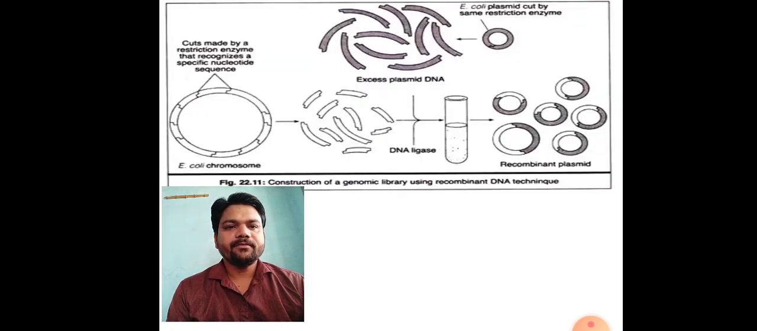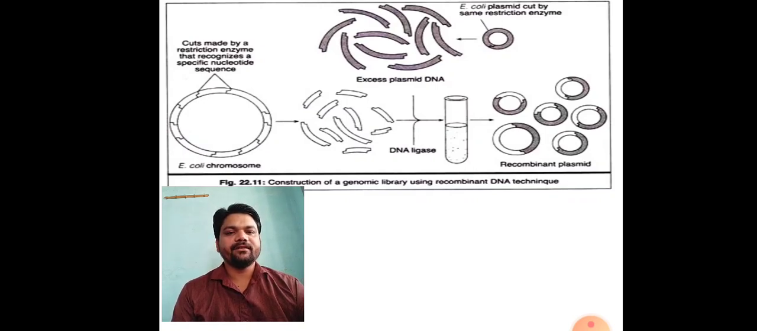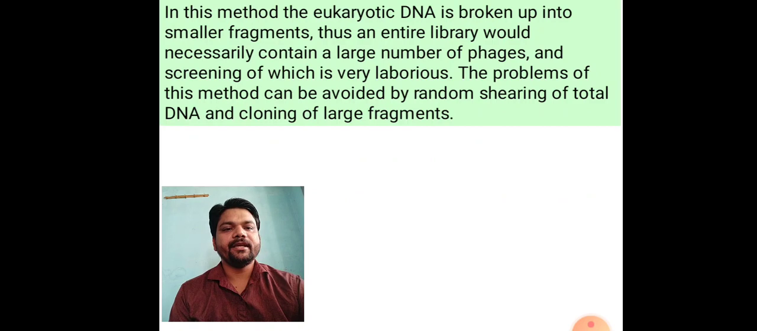So here in the figure, it is shown how the E. coli chromosome and the excess plasmid DNA are both cleaved by the restriction enzyme, and after the addition of DNA ligase they can join with each other, and ultimately there is a formation of recombinant plasmid at the end. In this method, the eukaryotic DNA is broken into smaller fragments. Thus, an entire library would necessarily contain a large number of phages, and screening of which is very laborious.